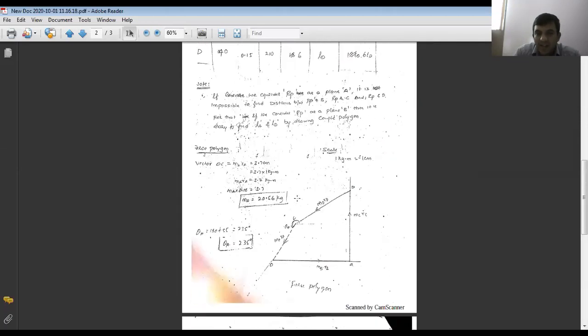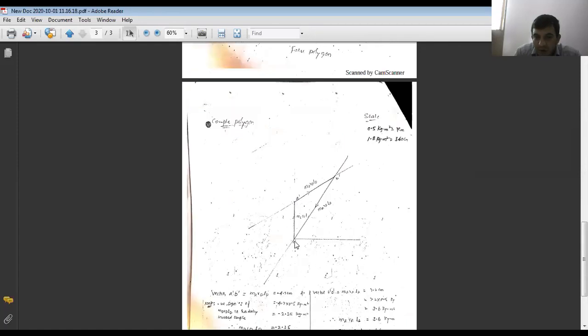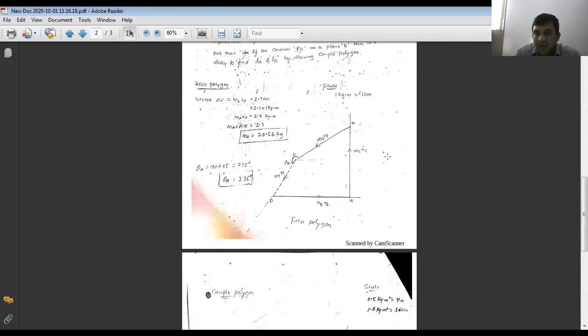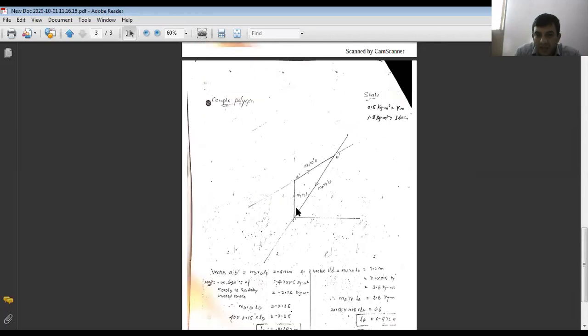From the origin, with the x-axis and y-axis, draw a 90-degree line along the y-axis. Along the 90-degree line, how much are you going to measure? 1.8 kg m², which is nothing but 3.6 centimeter. You measure 3.6 centimeter here, and now we get point A dash.